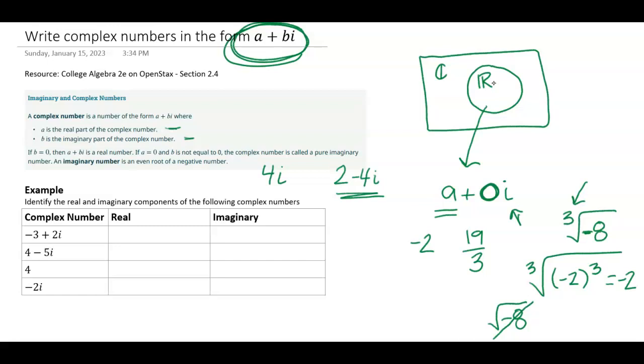So if I had -3 plus 2i, the real number is -3. The imaginary component is 2i. If I had 4 minus 5i, the real component is 4. The imaginary is -5i. If I just have the number 4, then that's the real number 4 with an imaginary component of 0i. This example right here.